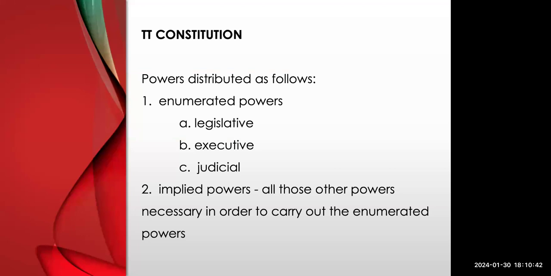And of course, there are implied powers. These are all the other powers necessary in order to carry out the enumerated powers. So certain things are assumed. And that will allow the government to do things in a particular way with the legislative branch and judicial branch. So some things are spelled out and some things are not, and they're implied, right?